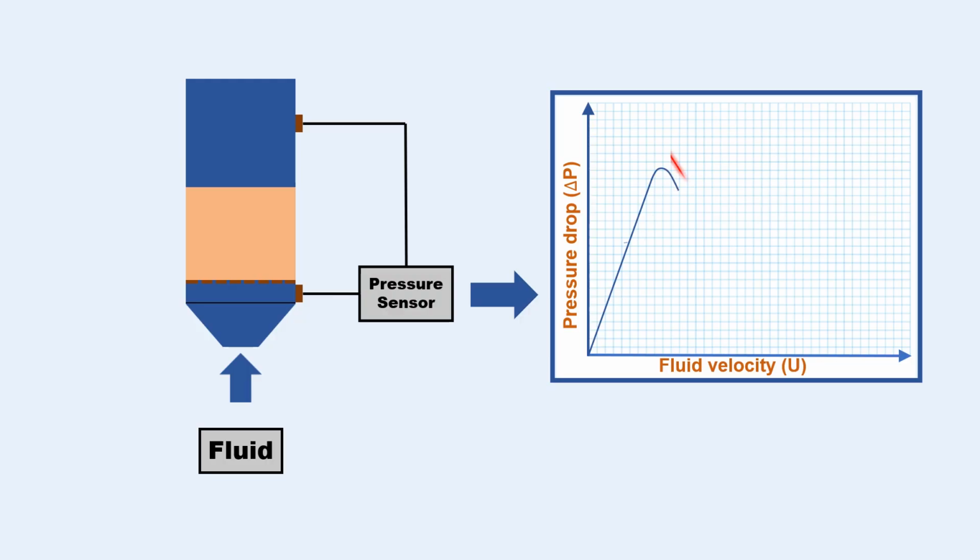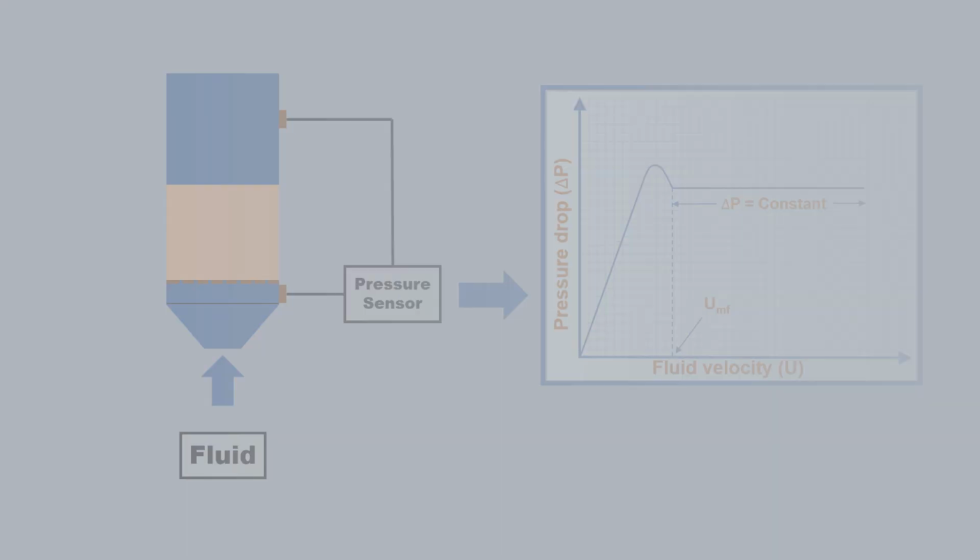Beyond a certain velocity, a sudden decrease in pressure drop is expected as the upward drag becomes comparable to the particle weight, allowing particles to loosen and rearrange. The increase in void space reduces flow resistance, leading to a lower pressure drop. This continues until the pressure drop becomes constant and the particles are fully fluidized. The lowest velocity at which this occurs is called the minimum fluidization velocity.